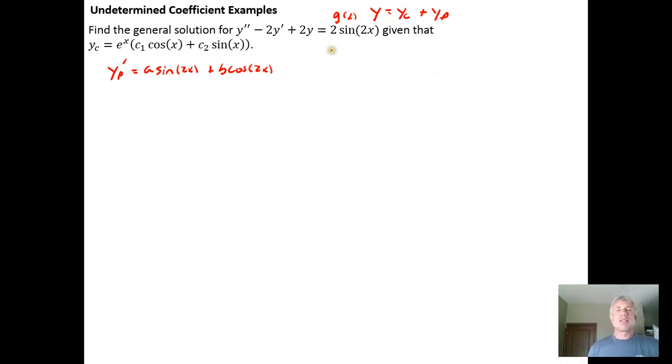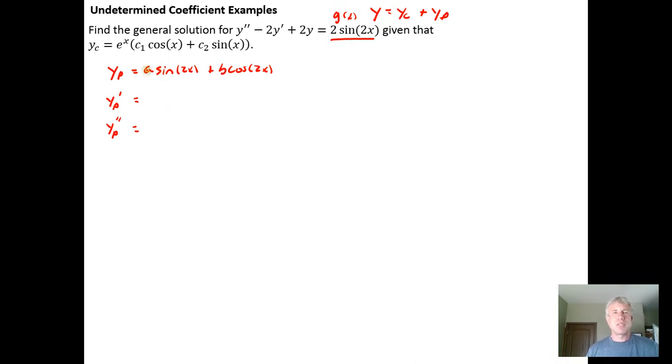And so the idea is, if I'm guessing that a particular solution has this form, then I want to recognize when I put in the particular solution and its first and second derivative that it needs to be a solution to this differential equation. In other words, when I simplify the left-hand side, it needs to simplify to the right-hand side, to g of x, to the driving term. So we're going to need to take the first and second derivatives of our guess.